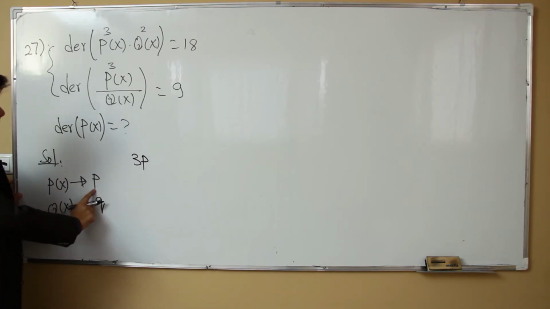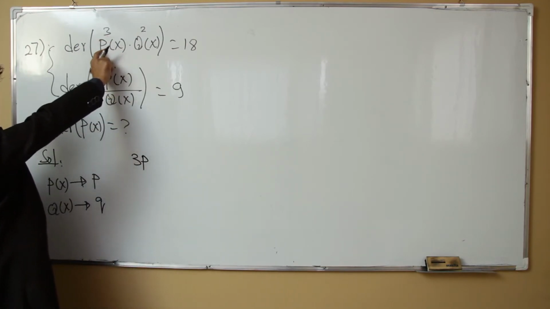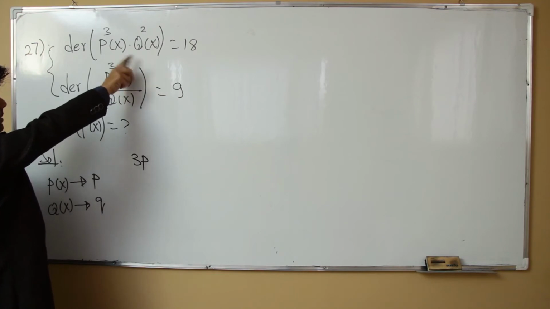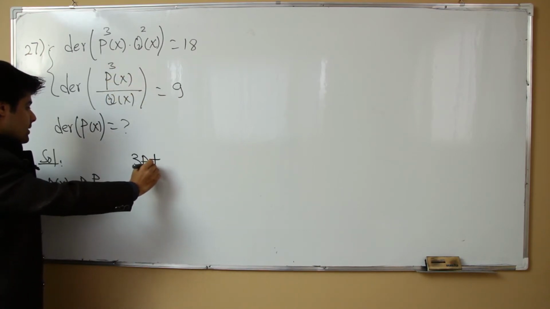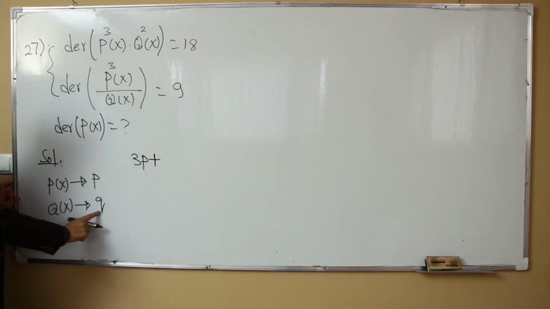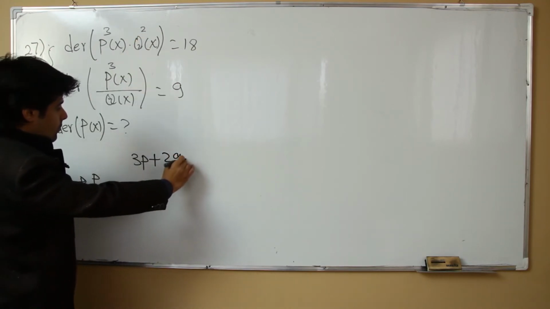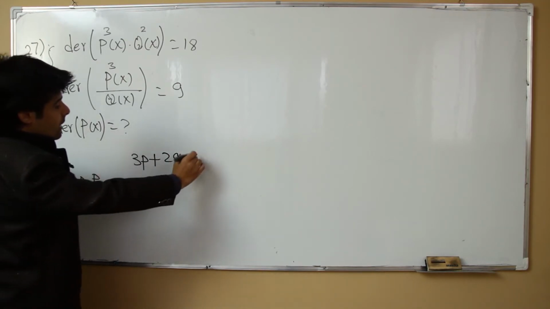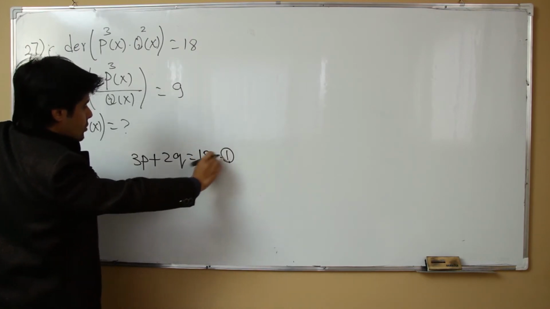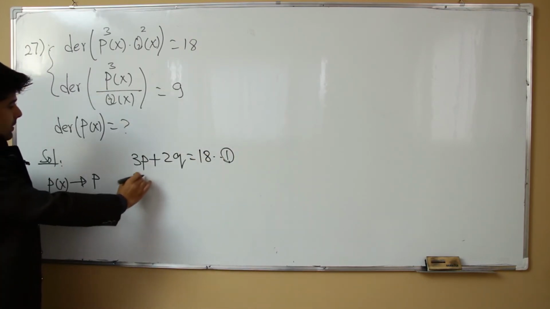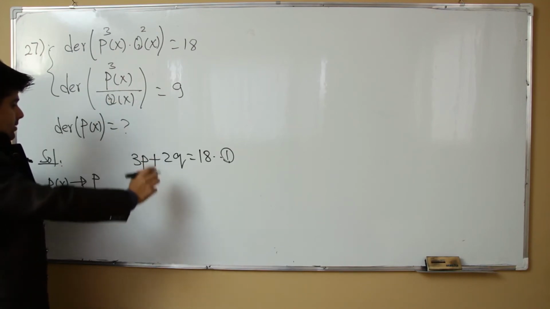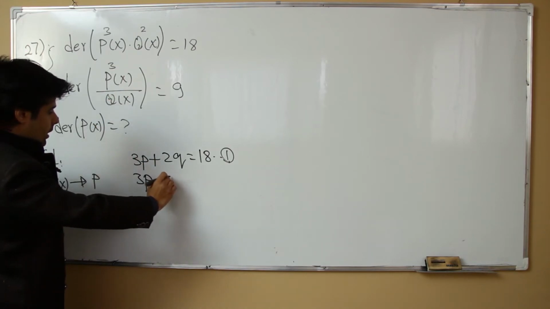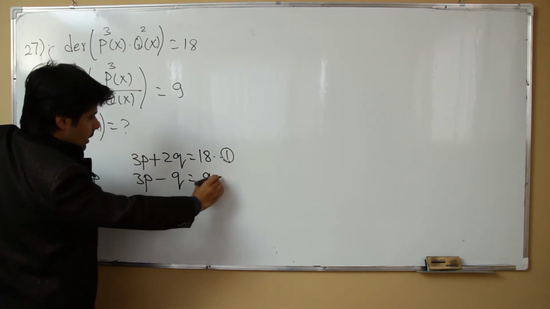If a polynomial's degree is p and it is raised to the power 3, its degree would be 3 times that p. In multiplication, the degrees add up. So it's plus, the degree of qx is q, and it's raised to the power 2, so 2q. I have described these things in the previous lectures. It is 18. This is the first equation. The second one is 3p. In division, the degrees are subtracted, minus the qx degree, which is 1 times q. It is 9.